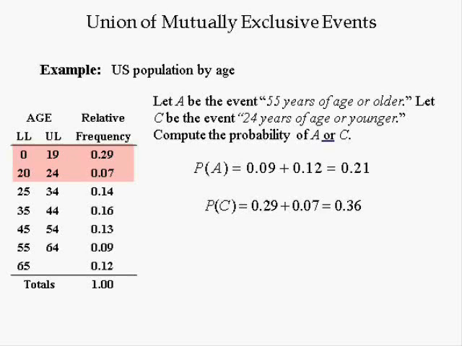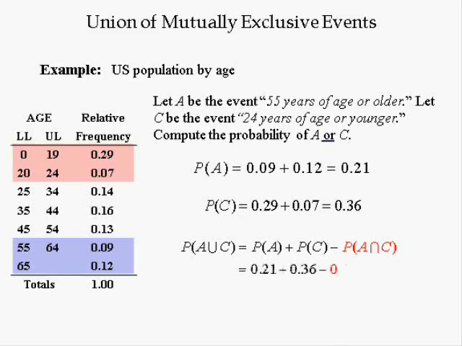To compute the probability of A or C, we simply add their probabilities because the intersection of A and C contains no sample points, meaning the probability of A or C is equal to 0.57.